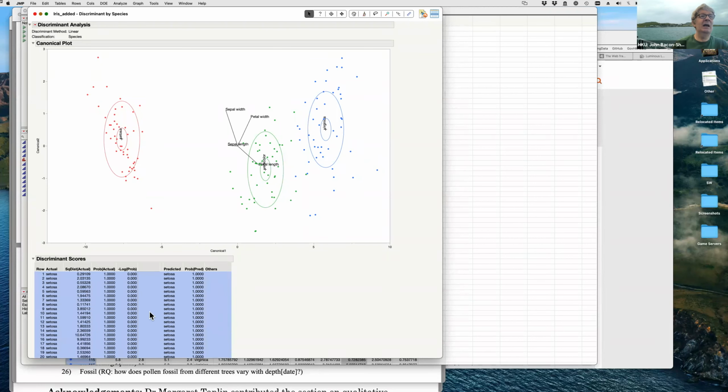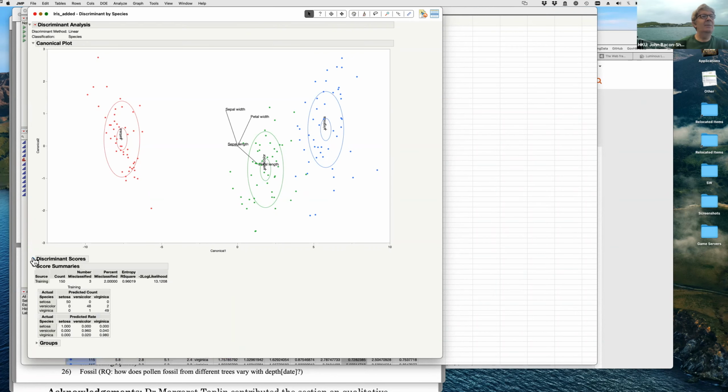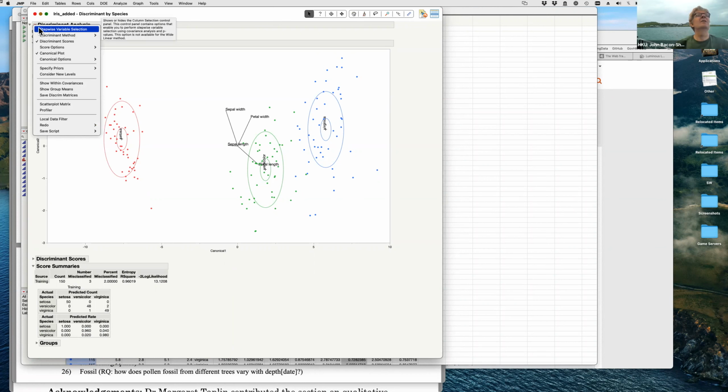The discriminant scores are not very interesting. That's just telling us the predicted probabilities for each individual data point. But we can ask for additional information. We can say, for example, do a stepwise selection and say, do we need all of the variables? We can also look at this.